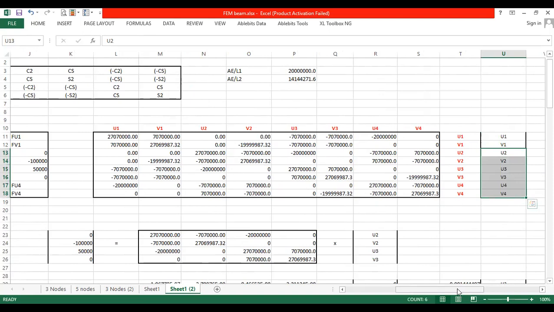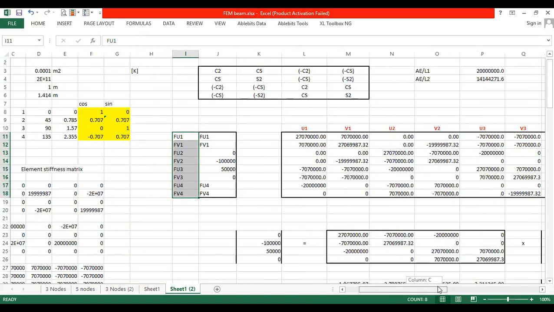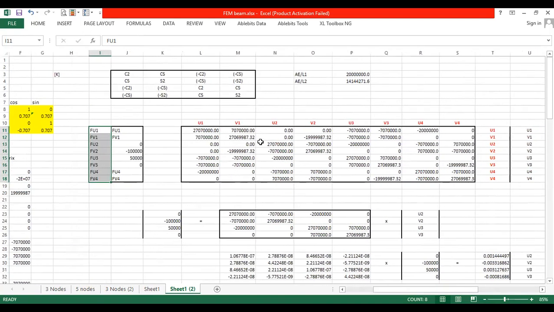U4, V4, right? So when you multiply the global stiffness matrix with the displacements, K times U is equal to the global nodal forces, right? This is the actual matrix. I will explain how to determine this. For now, our objective is to determine this matrix.